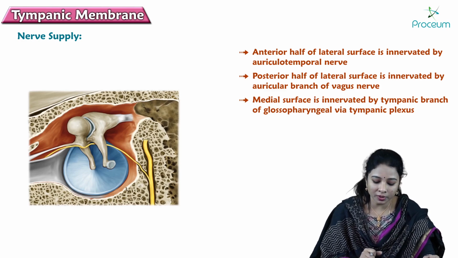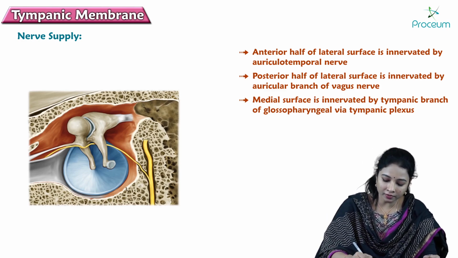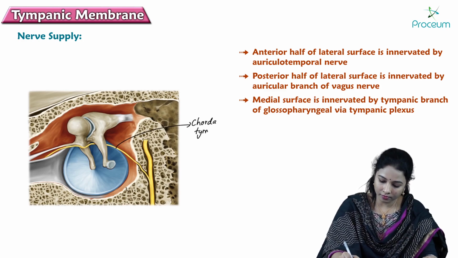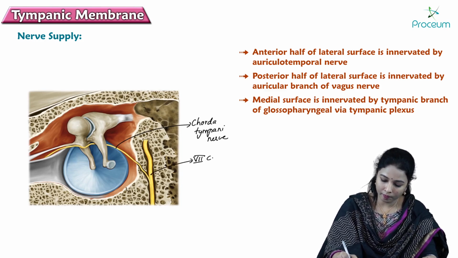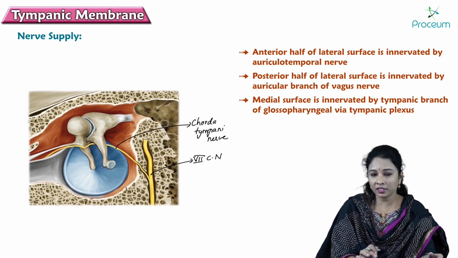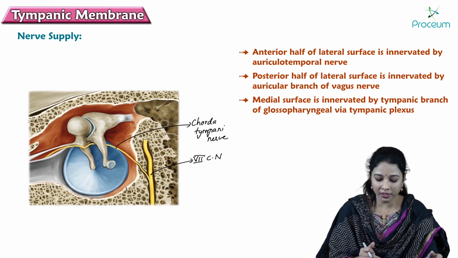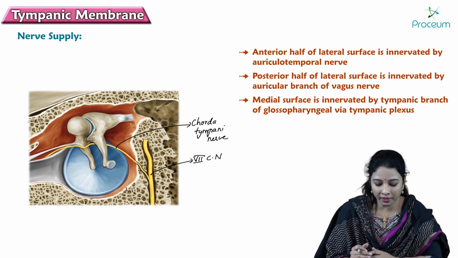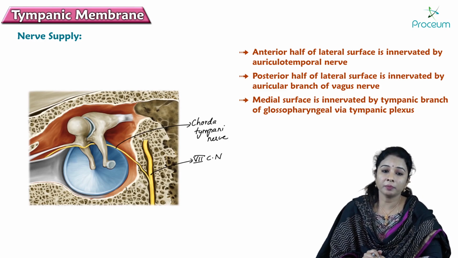And in this image we can see the chorda tympani nerve, which is a branch of facial. So it crosses the tympanic membrane. It is just related to the tympanic membrane on its medial aspect. So chorda tympani nerve is like a landmark separating the pars flaccida from pars tensa.